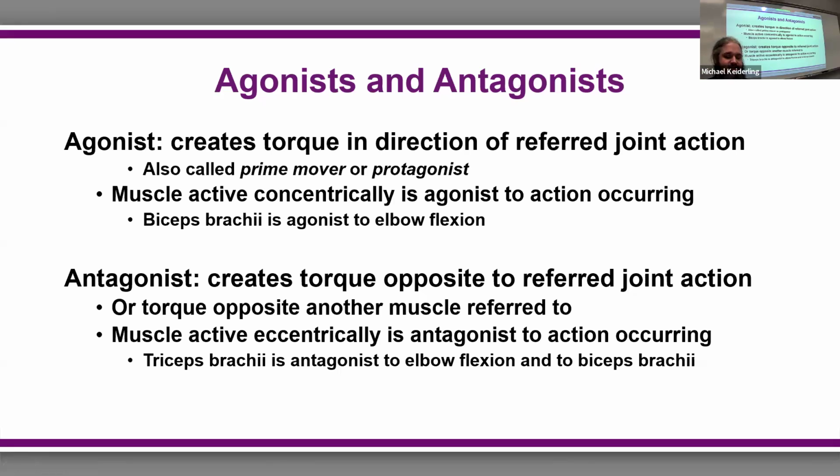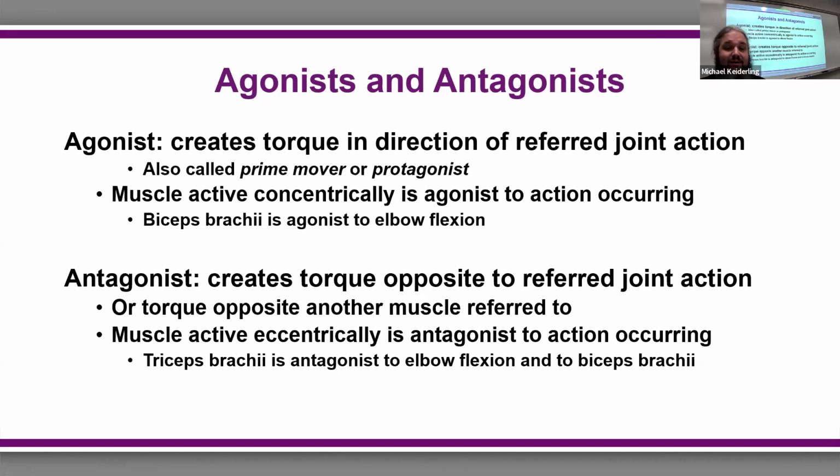Now, we can also talk about agonists and antagonists. An agonist creates torque in the direction of referred joint action. This is called the prime mover or a protagonist. So this is the muscle that's active concentrically, the agonist to the action occurring. So for elbow flexion, the biceps brachii is the agonist. Or if I'm doing a lifted upward bicep curl, the biceps brachii is the agonist.